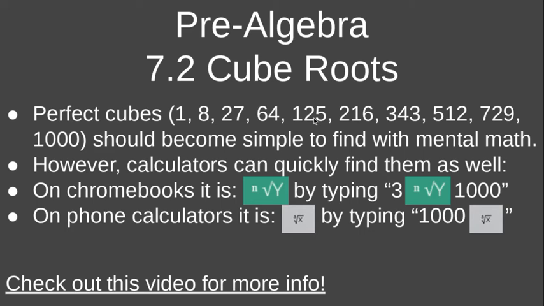And then I've had 5 quarters once in my life. 5 times 25 is 125. The 1,000: 10 times 10 is 100, times another 10. You put another zero on, you get 1,000.